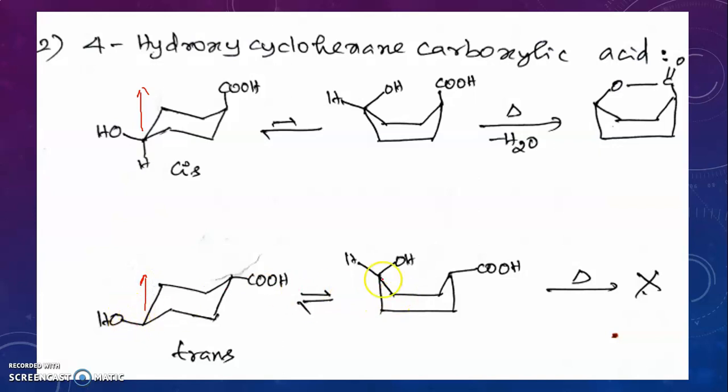See, this group will come closer to this carbon. Whereas since this acid group is already in equatorial position, the distance between the two groups is large, so they cannot form lactone. Are you able to understand? So in 3-hydroxy cyclohexane carboxylic acid as well as in 4-hydroxy cyclohexane carboxylic acid, only the cis isomers form lactone. Trans isomers cannot form lactone.